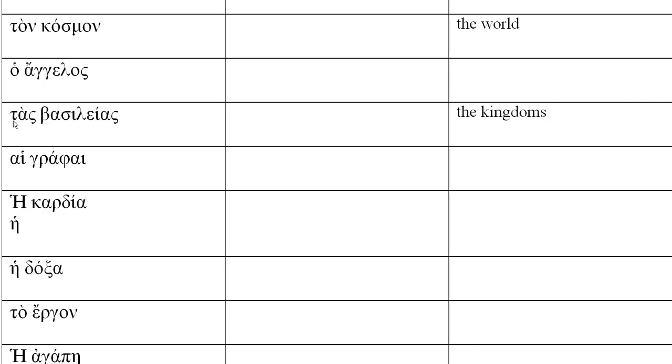We'll be learning about prepositions in a few weeks. So for instance, the preposition eis. Eis can mean several things. It means to, with respect to, at. So eis tas basileas would be to the kingdoms. So our translation here is the kingdoms.